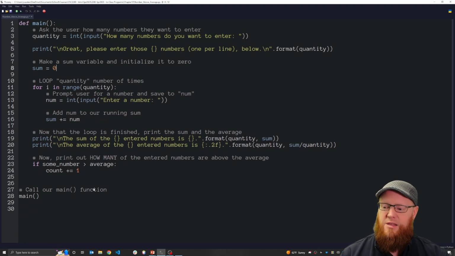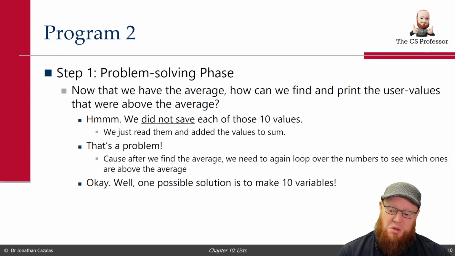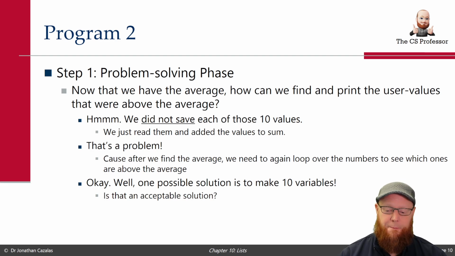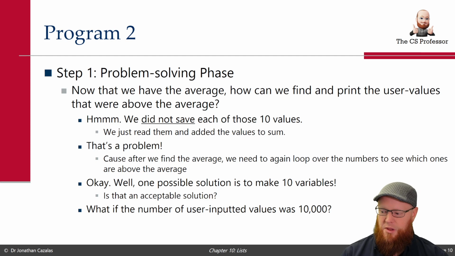So I just want you to understand that that would be an option. We could make 10 different variables. Is it acceptable? No. Why is it not acceptable?